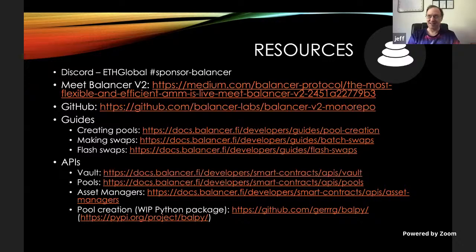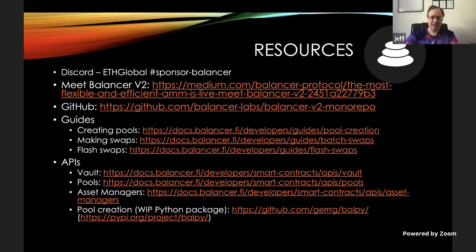And I'm going pretty long. It's about exactly 20 minutes. So finally, here are the resources. The main point of contact would be Discord. And the best thing would be to go onto the ETHGlobal Discord when it's hackathon related, rather than going on the general support, because it's going to be pretty spread thin otherwise. So I encourage everyone to go to the sponsor Balancer channel on the ETHGlobal Discord.